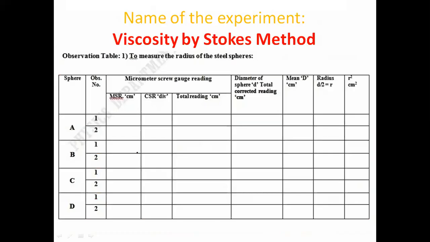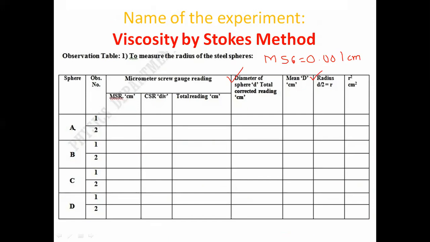So this is the observation table. In this first observation table, you have to take the help of the micrometer screw gauge, whose least count is 0.001 centimeter. In this table, you just have to find the diameter and radius of the steel spheres.